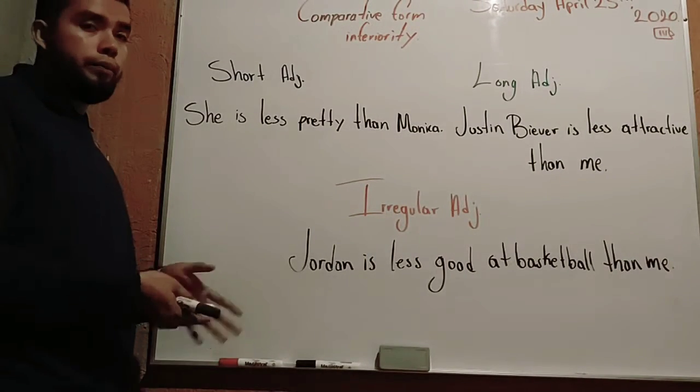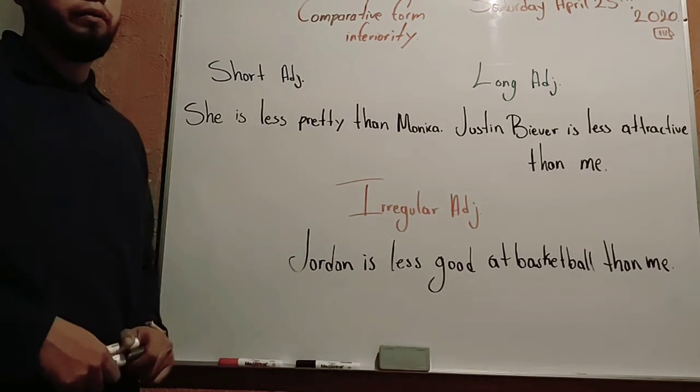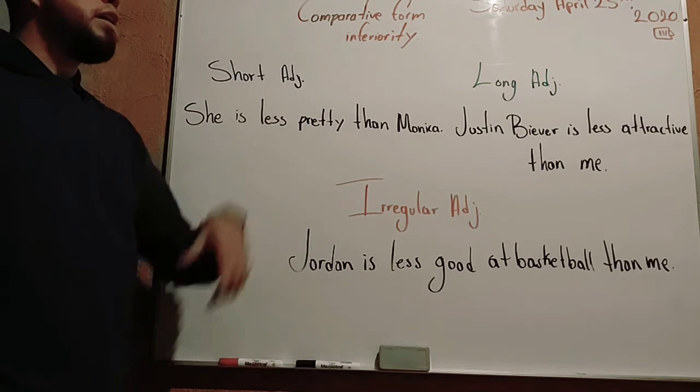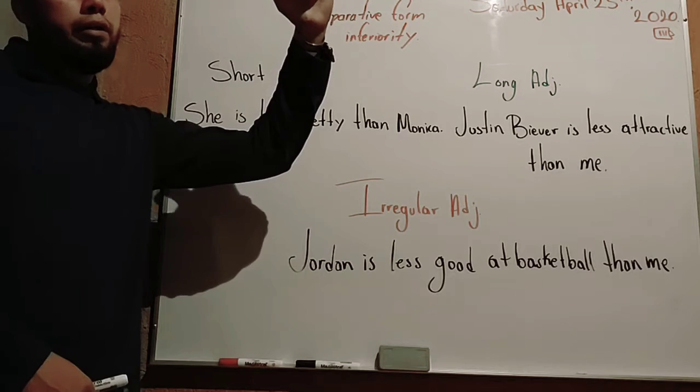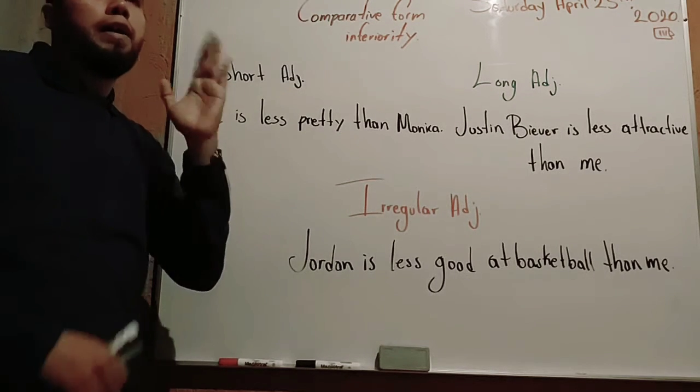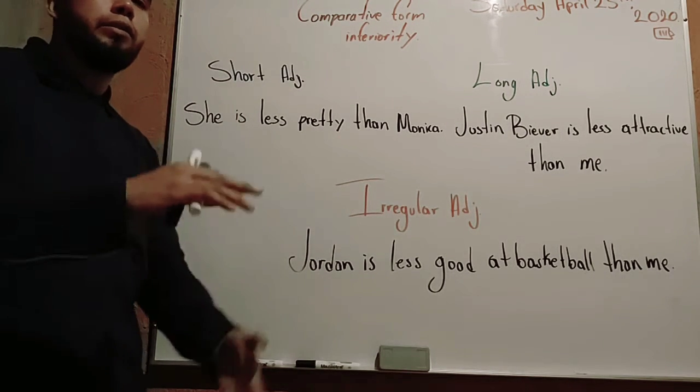Okay, now let's continue with the topic of comparative form. In this case, we will check inferiority form. We have checked superiority. Yeah? For example, I am faster than fulanito, etc.